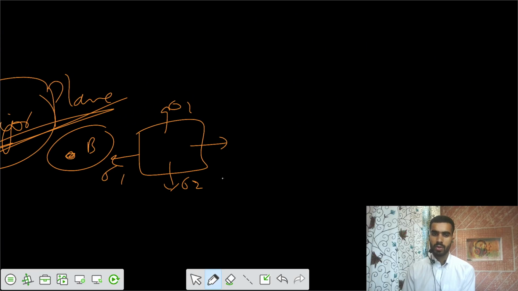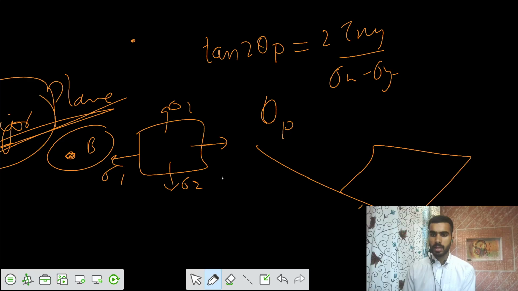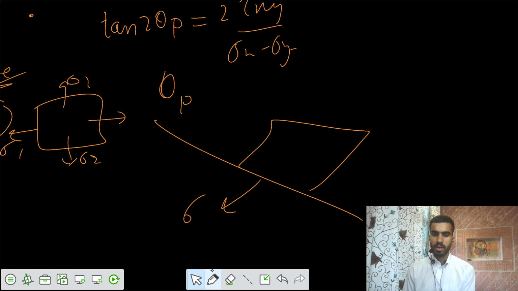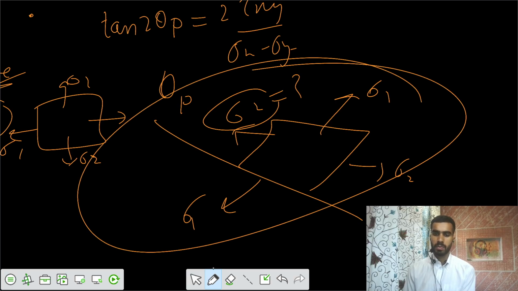We can also calculate the location of that principal plane from point B. So I would say that tan 2 theta p equals 2 tau xy by sigma x minus sigma y. So I can get the value of principal plane. Then I would say this one is your sigma 1, and this one is your sigma 2. Then I would see what is the sign for the two, and calculate that also. So this is your principal plane.